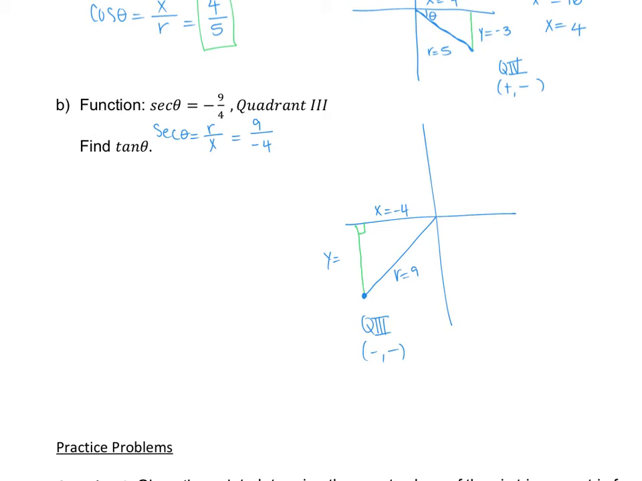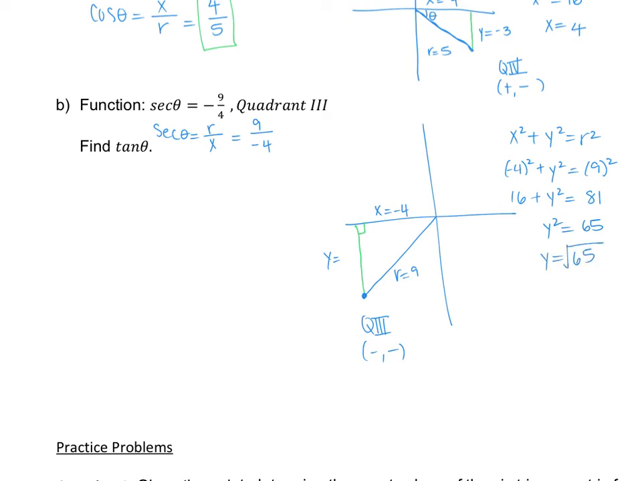In this case, using the Pythagorean theorem, x squared plus y squared equals r squared. My x is negative 4, and my y, I don't know what that is, but my radius is 9. So negative 4 squared is 16 plus y squared equals 9 squared, which gives me 81. And then from there, if I subtract 16 over to 81, that makes it 65. Take the square root of 65.